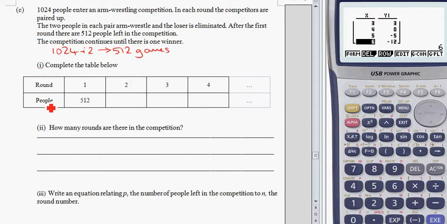And, oh, this is people, so at the end of round 1 there'll be 512 people left. At the end of round 2 we'll have half that number, so 512 divided by 2 will be 256, and half of that 128, half of that 64. And you might like to keep going actually, because it says how many rounds are there in the competition.